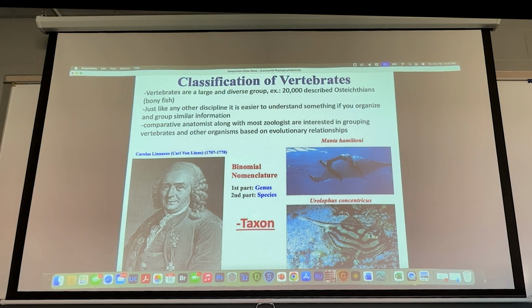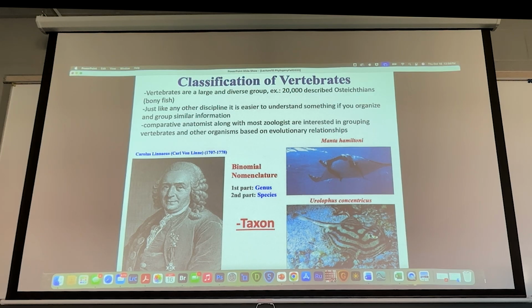It's the same with biology. If I want to study a group of organisms or understand a group of organisms and how they work, then I need to know, well, what's a reptile, or how do I group these organisms? Studying organisms or anything in a smaller group makes it easier to organize thought and find similarities and differences within a group. So I always use this example in vertebrates. There are 20,000 described species of bony fish. That's what an osteichthyon is.